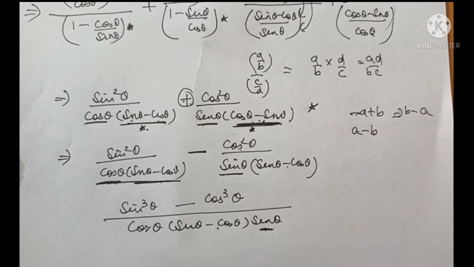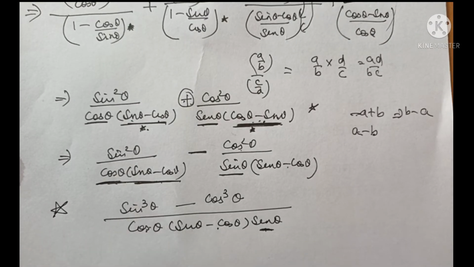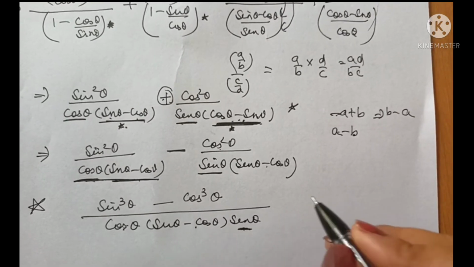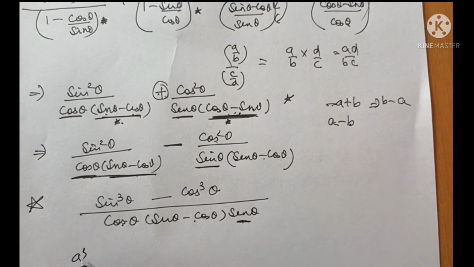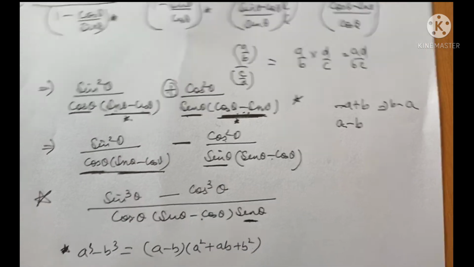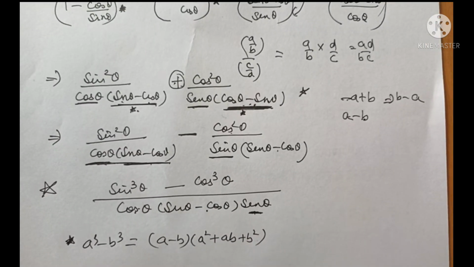This is a bit lengthy question and involves lots of understanding. That is why it is important as well. It is very, very important. I am again repeating. Now here it should remind you of the identity a cube minus b cube is equal to a minus b, a square plus ab plus b square. This is the identity which is very, very widely used in trigonometry again and again. So you must remember it.